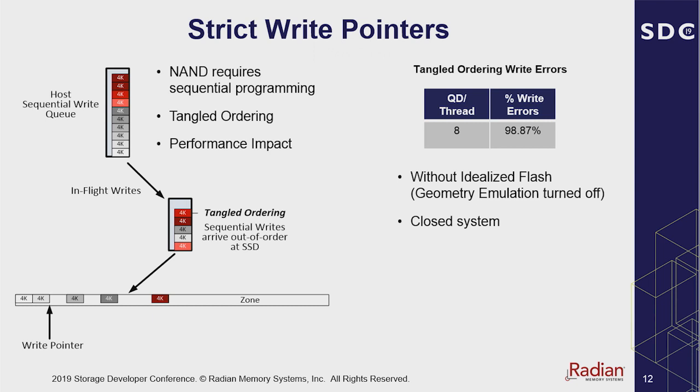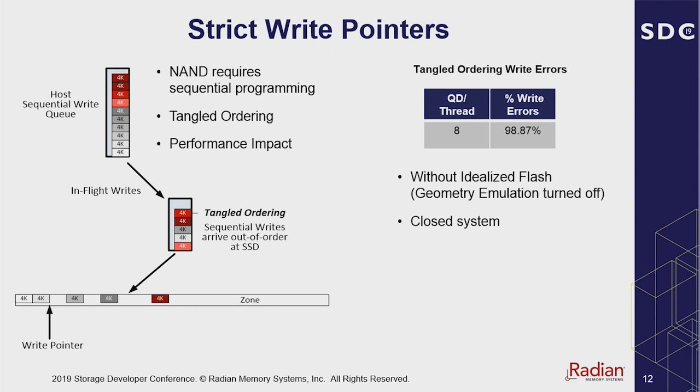On devices that are constrained with strict write pointers, this can result in a write error, requiring that the out-of-order writes be reissued. And that could severely impact your performance. There are brute force ways to get around this, where sequential ordering can be guaranteed through the use of single I/O depths or by issuing all writes synchronously. But these approaches are also going to have a severely negative impact on performance.